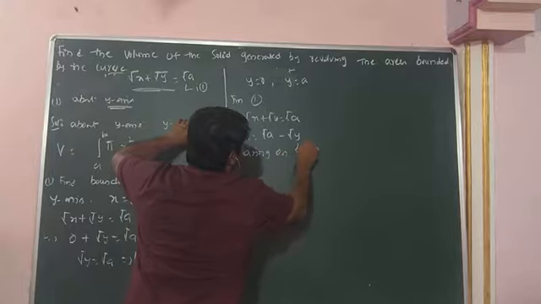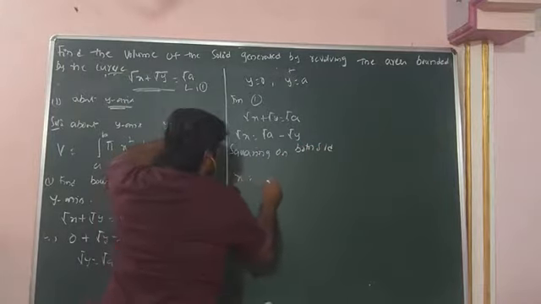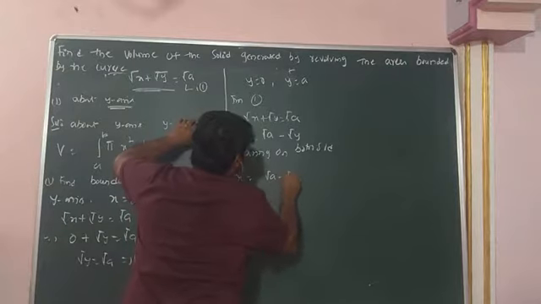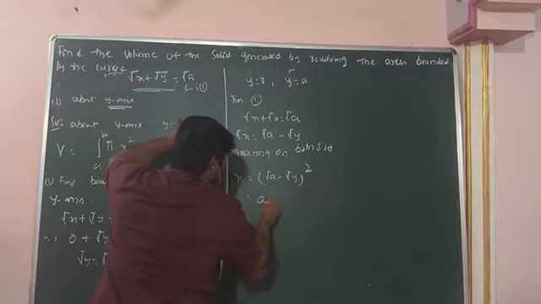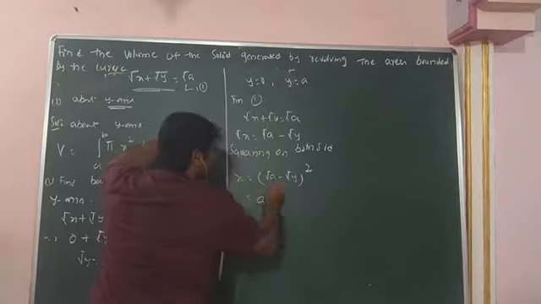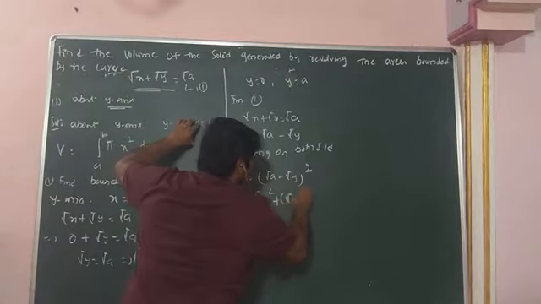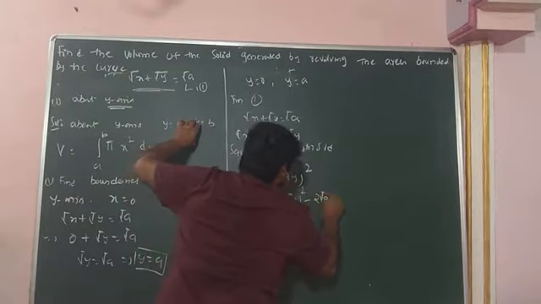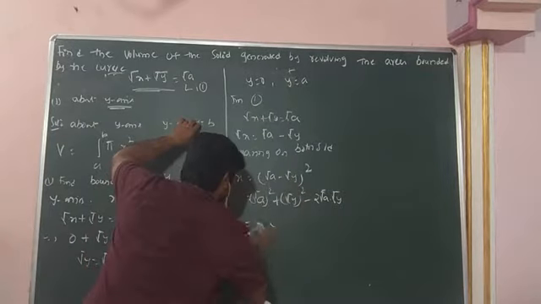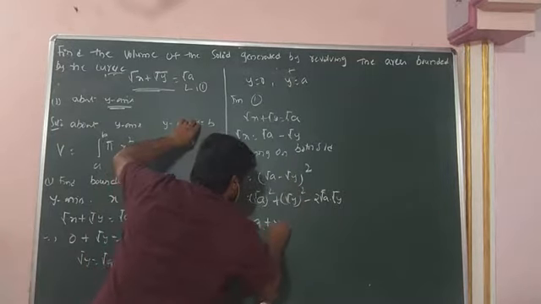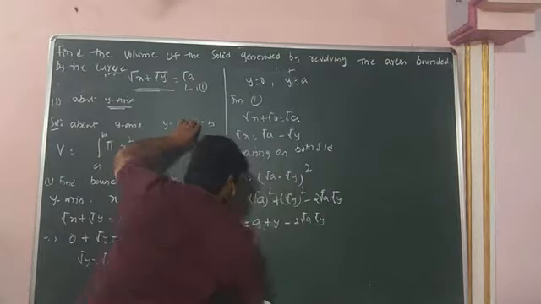Squaring on both sides, we get x equal to (root a minus root y) whole square. This is a square, that is nothing but (a minus b) whole square: (root a) whole square plus (root y) whole square minus 2 into root a into root y. So finally we get x equal to a plus y minus 2 root a into root y.